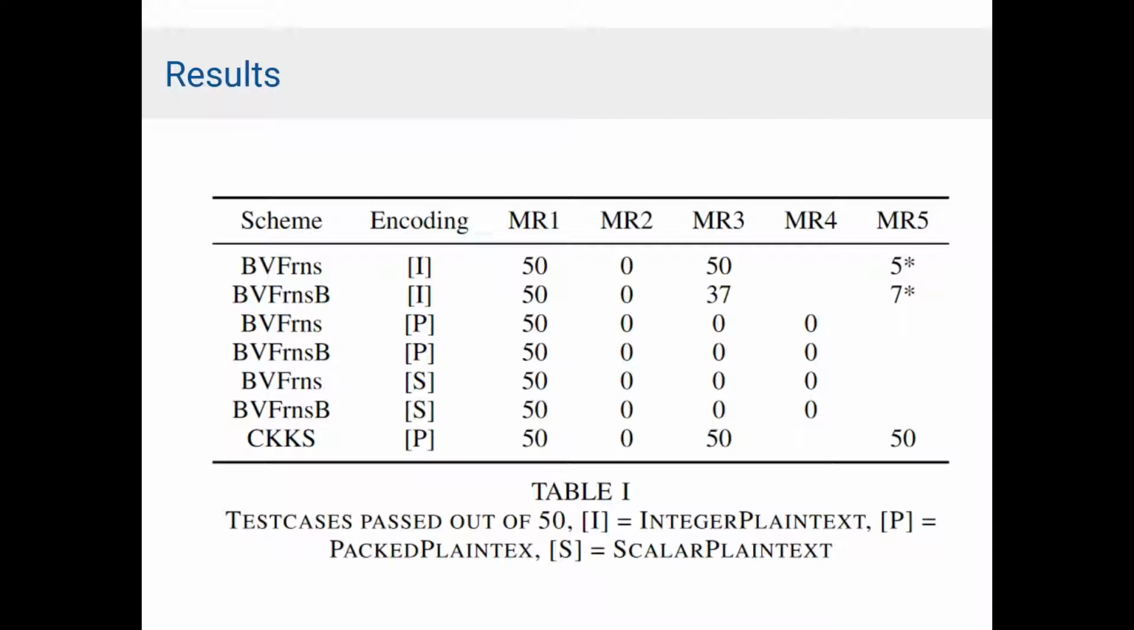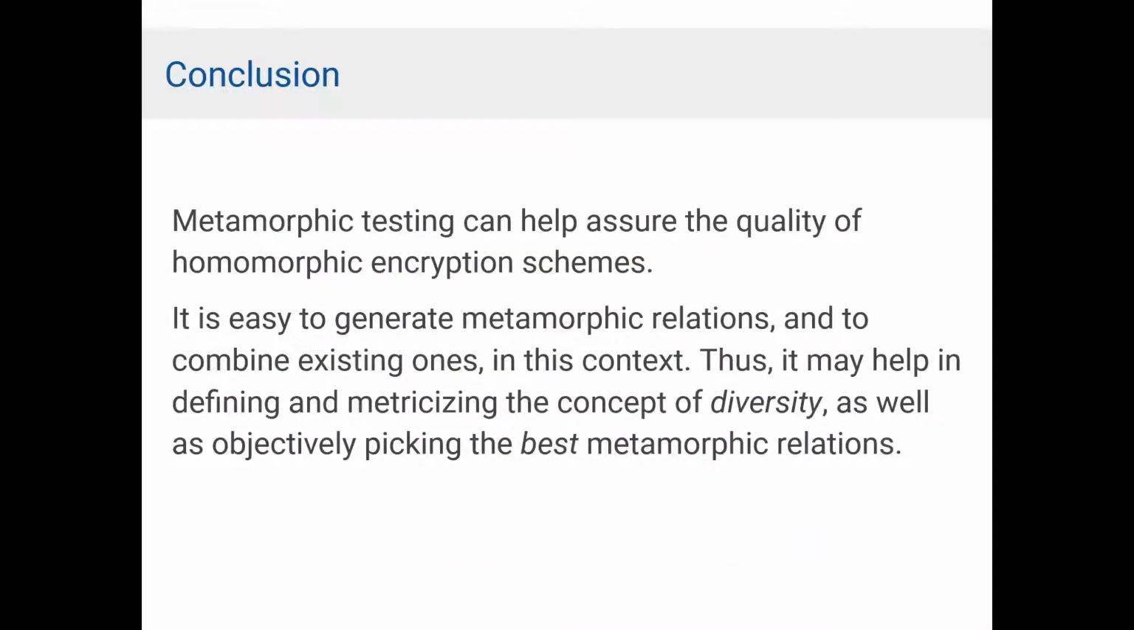So, overall, as a conclusion, I think the main takeaways are that metamorphic testing definitely can help assure the quality of homomorphic encryption schemes, because to me at least it really feels like this testing and this encryption scheme just kind of fit each other, which may have something to do with them both having morphic in the name. And furthermore, it is very easy to generate metamorphic relations for homomorphic cryptography, or to combine existing ones into new ones, and so on.